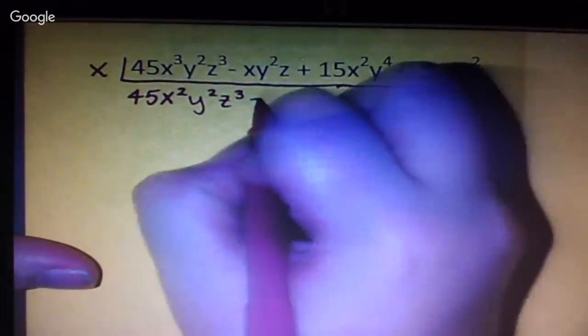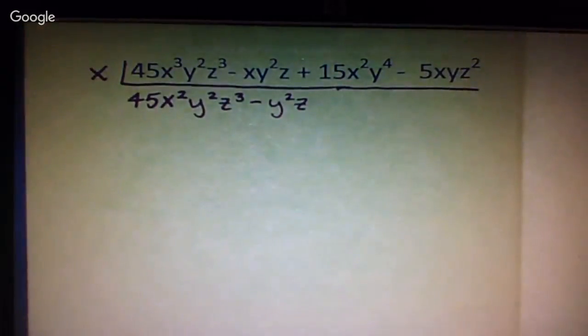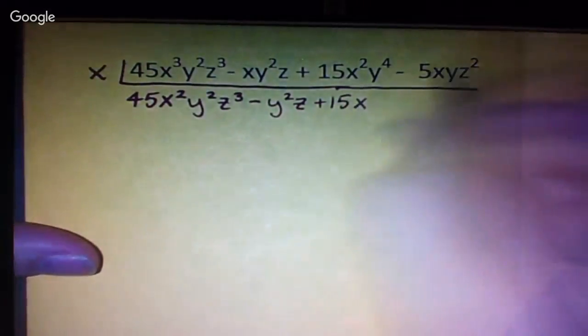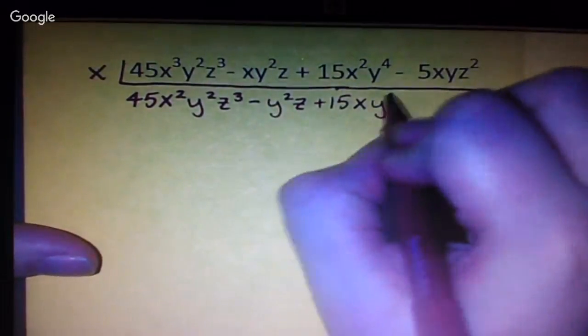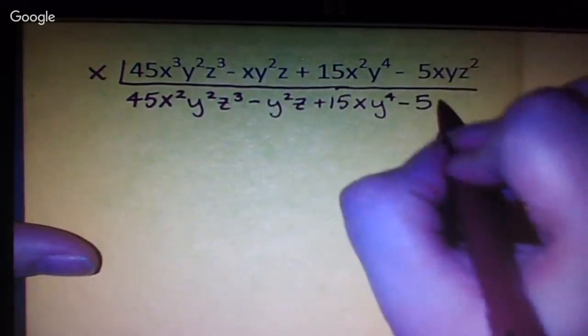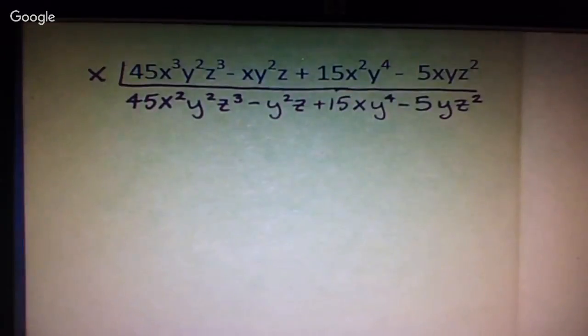So this is just negative y squared z, because it only had 1, and the x went away. Plus 15, this one's down to x, y to the 4th, minus 5. And again, I only had 1 x here, so this drops to y z squared. Oh, that's a lot.